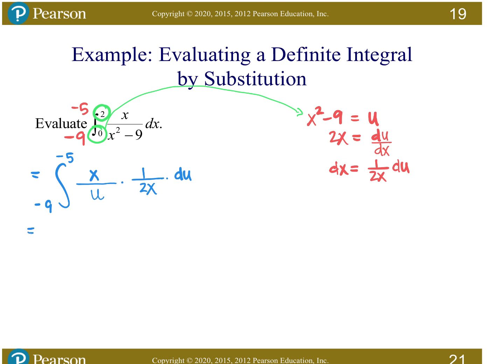Okay, so is there a constant to pull out? What is it? Okay, 1/2 gets pulled out to the front. My integral is from -9 to -5. And what's left when I pull the constant out to the front is 1 over u du.